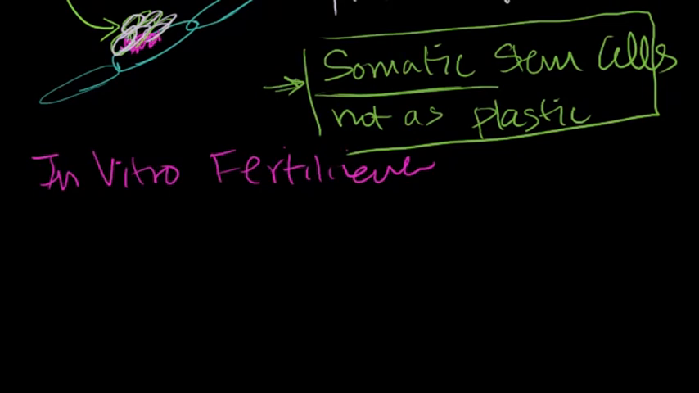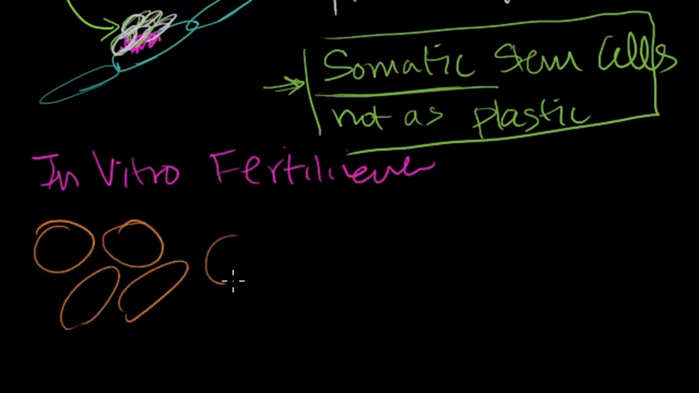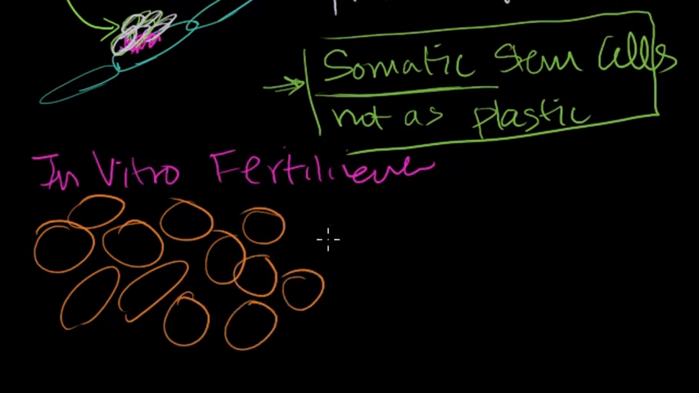And they take a bunch of eggs out of the mother. So let's say they take maybe 10 to 30 eggs out of the mother. They actually perform a surgery, take them out of the ovaries of the mother. And then they fertilize them with semen. It might come from the father or a sperm donor. So then all of these become zygotes once they're fertilized with semen.